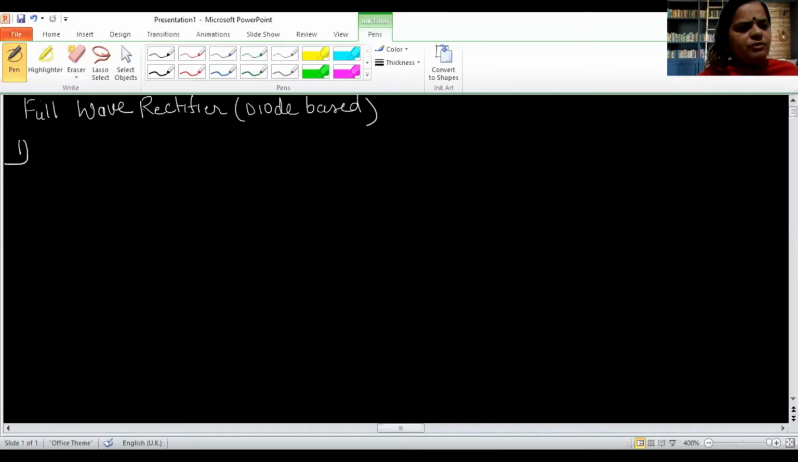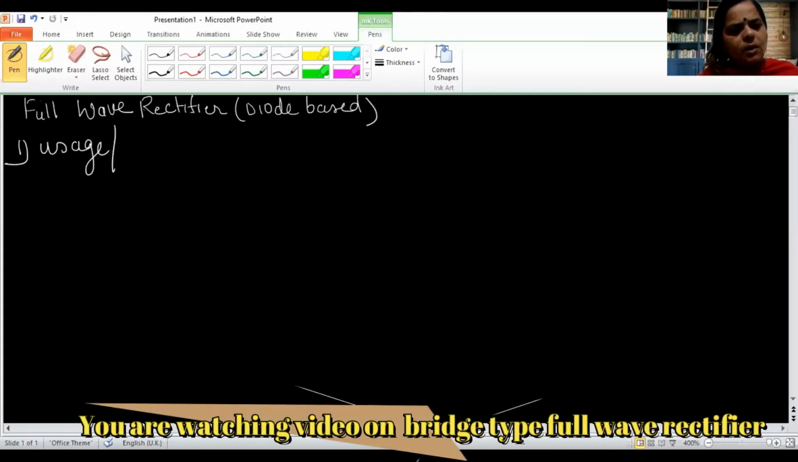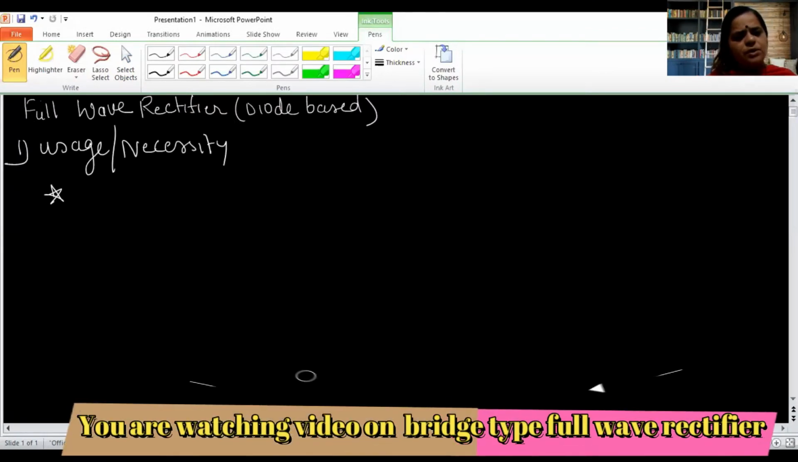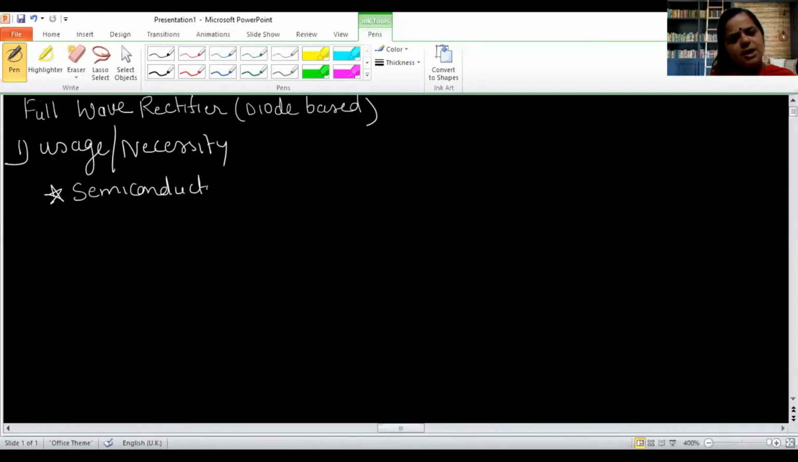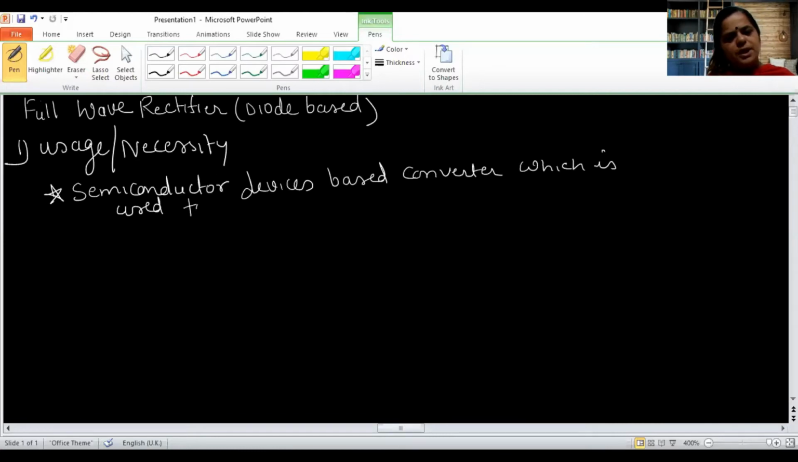Now I will start with its uses or necessity. The first thing I want to tell about it is that it's a semiconductor devices based converter which is used to convert AC supply into DC power supply.